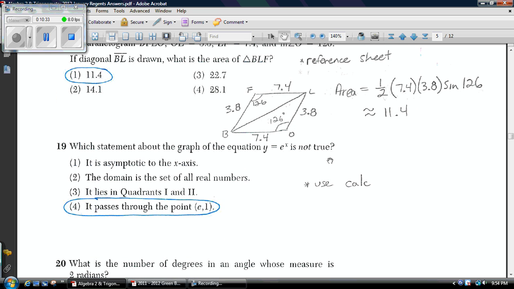Which statement about this graph is not true? Just graph it in your calculator, honestly. That's the easiest way to do it.